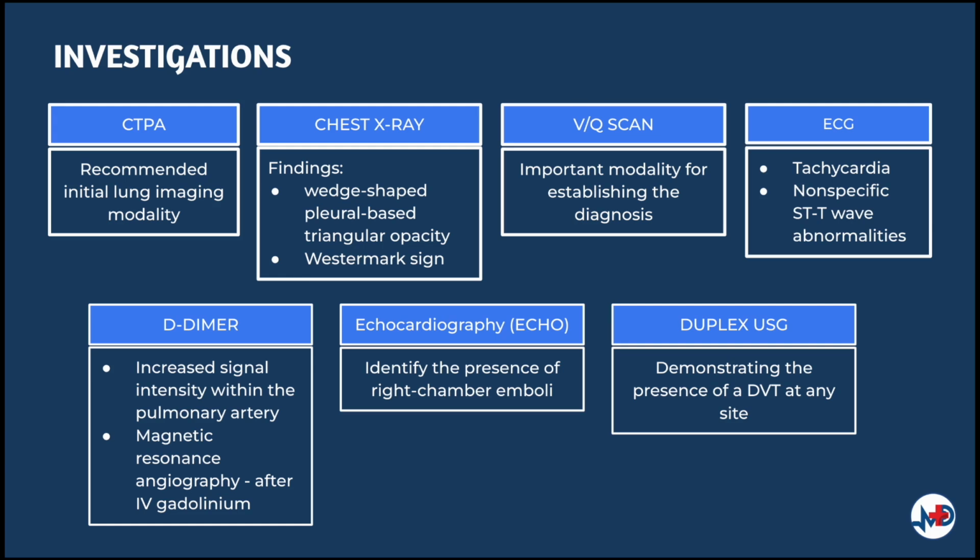For ECG, the classic ECG changes seen in PE are a large S wave in lead 1, a large Q wave in lead 3, and an inverted T wave in lead 3, where you have your S1, Q3, and T3. However, this change is seen in no more than 20% of patients. Right bundle branch block and right axis deviation are also associated with PE. Sinus tachycardia may also be seen.